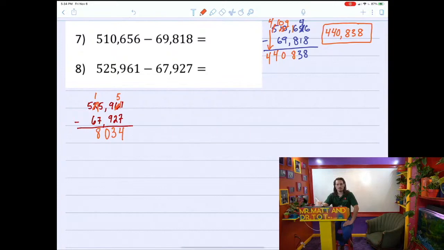I can't do 1 minus 6, so I need to borrow 1 from 5, making it 4, and turning the 1 into an 11. 11 minus 6 is 5, and then the 4 just carries down, unaffected. So your final answer for number 8 would be 458,034.